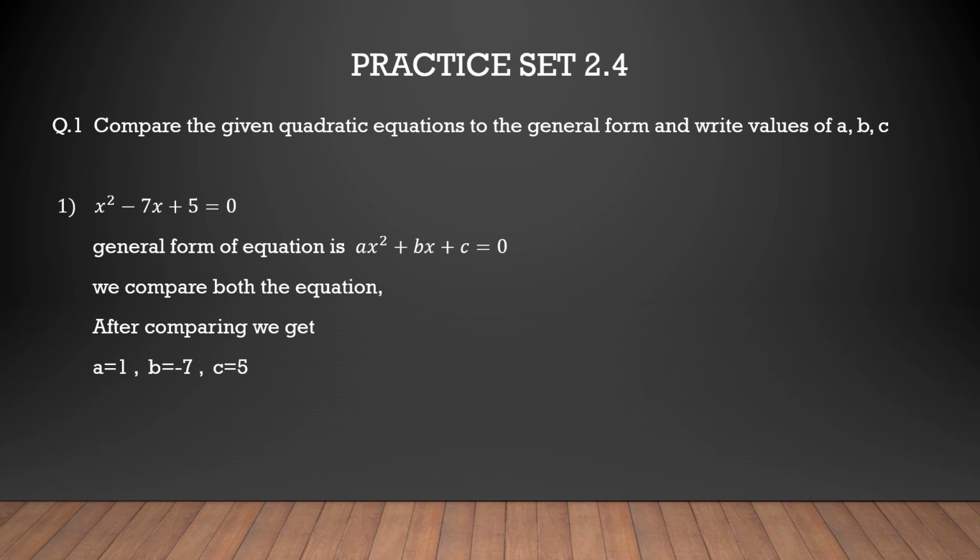Practice set 2.4. Compare the given quadratic equations to the general form and write values of a, b and c. So first equation is x square minus 7x plus 5 is equal to 0.